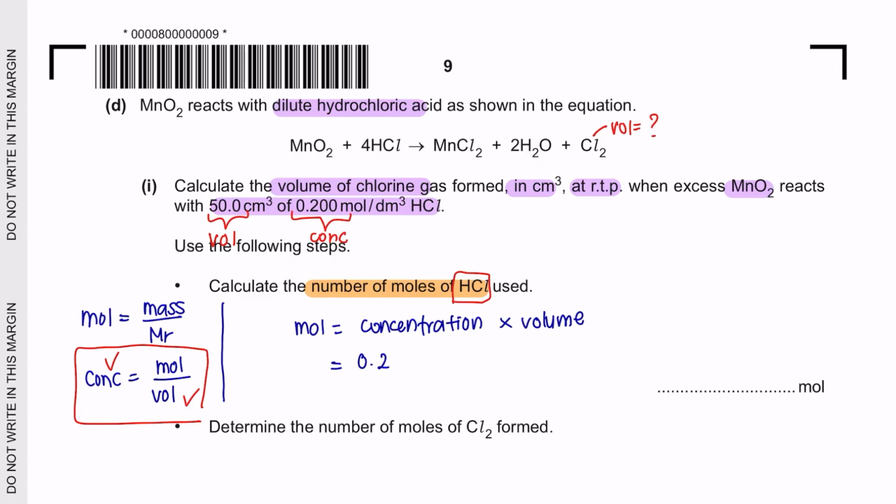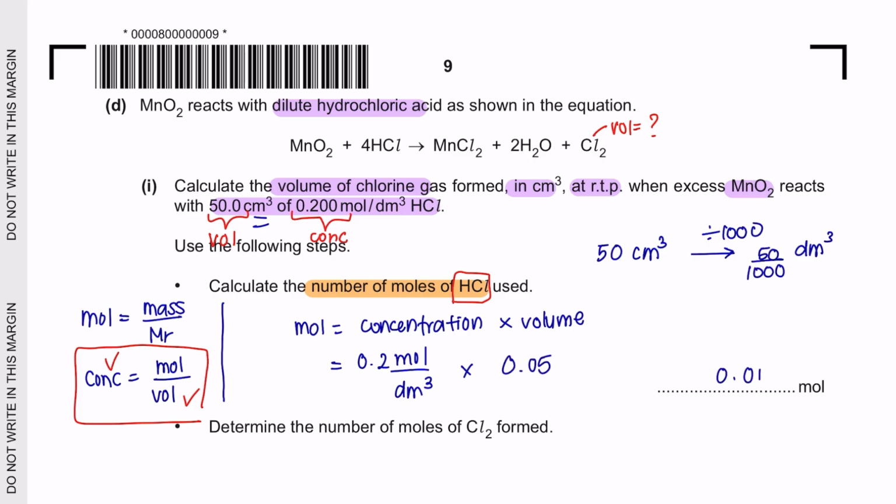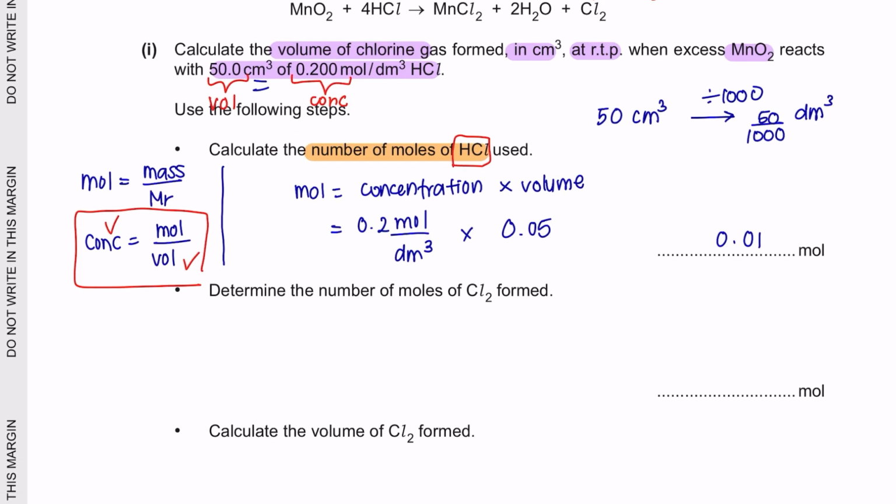The concentration is 0.2 mole per dm³. However, the volume given here is in cm³. So cm³ to be converted to dm³, we're going to divide it by 1000, giving us 0.05. So the mole would be 0.01. Next, determine the number of moles of Cl2 formed.